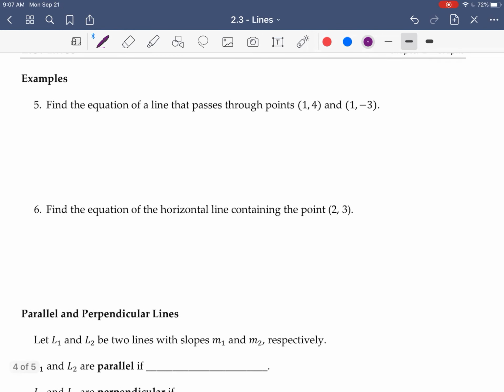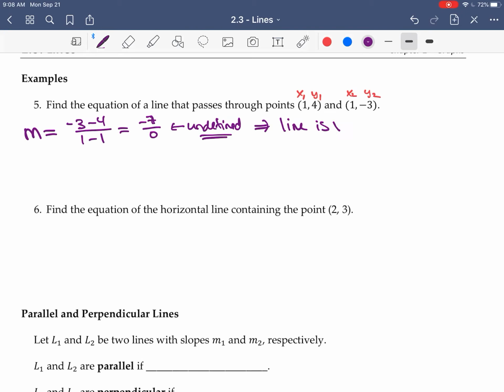So let's do some examples, finding these. Find the equation of the line that passes through the points (1, 4) and (1, -3). You might not notice anything's weird there. So we would just find the slope. Let's call this one x1, y1, and x2, y2. So m is going to be -3 minus 4 over 1 minus 1. So we get -7 over 0. Now when you divide by 0, this is undefined. So when you get an undefined slope, that immediately tells you that the line is vertical.